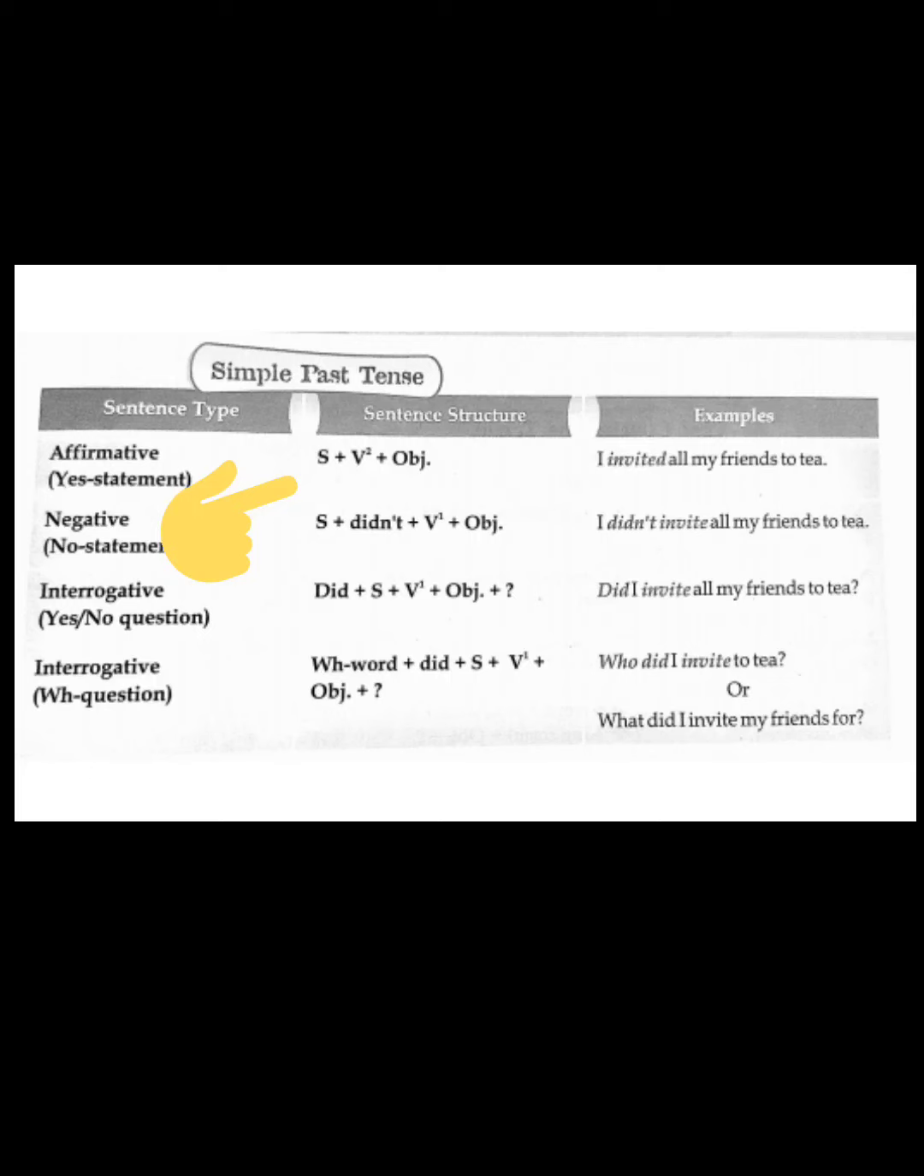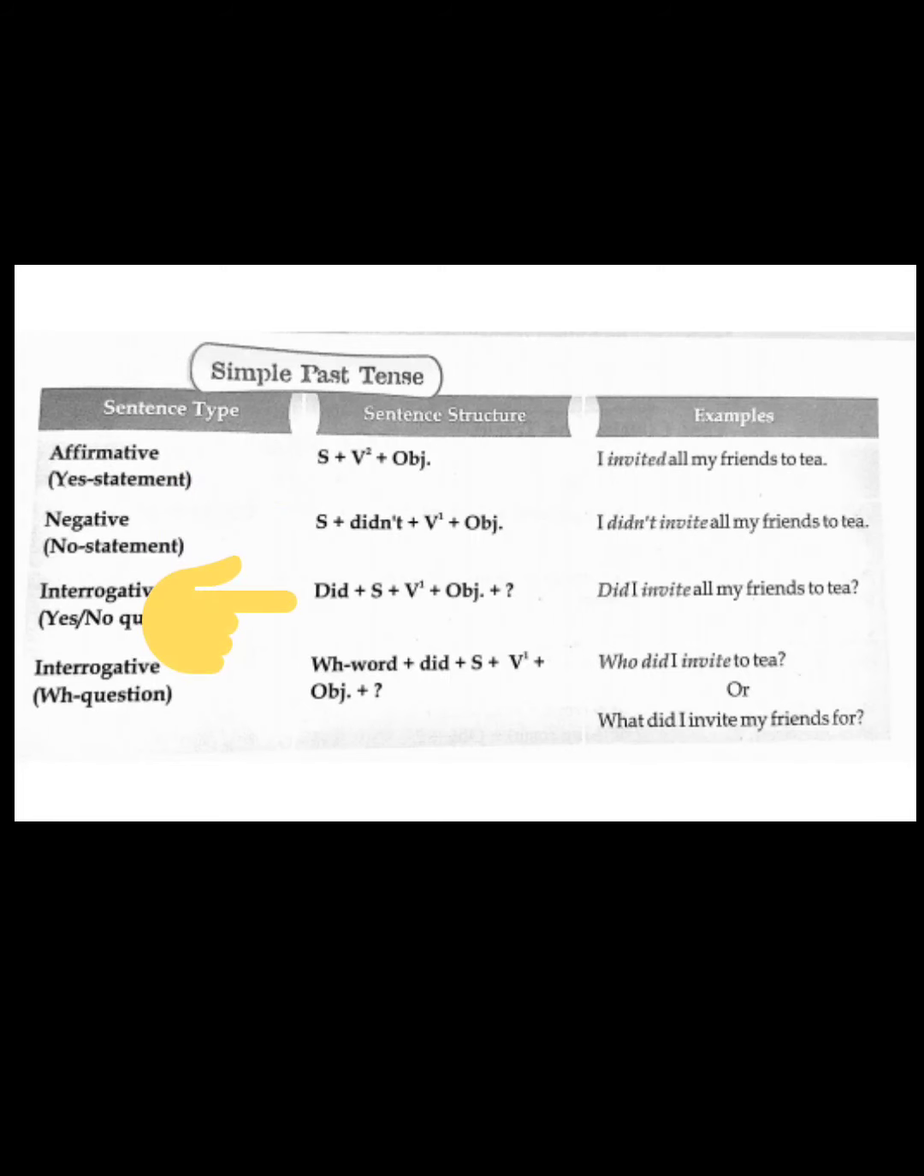I didn't invite all my friends to tea. So I cannot say I didn't invited them. That will be incorrect. With did, I have to use verb first form. Okay? Because did is already in the past form. So what is the verb form? Do, did, done. Can you see? Did is already in verb second form. That is why we are using verb first form with did. Okay? Clear? Now let's see the interrogative sentence.